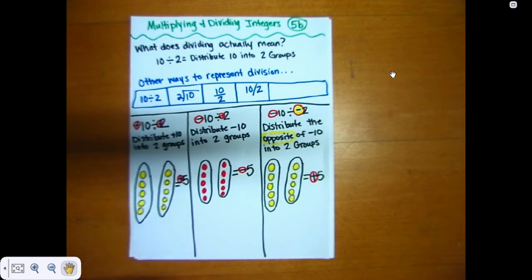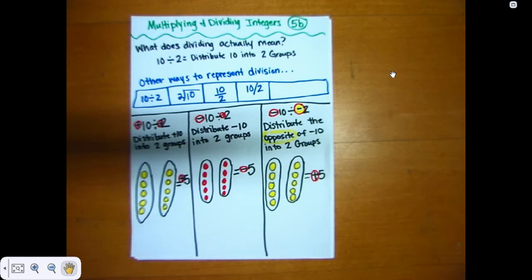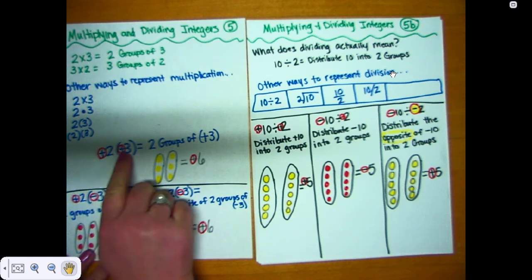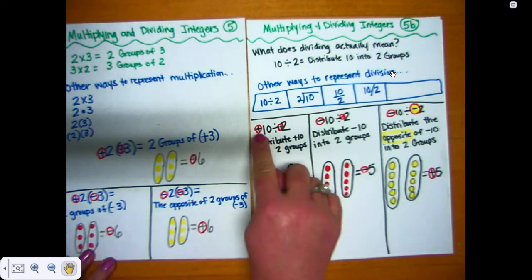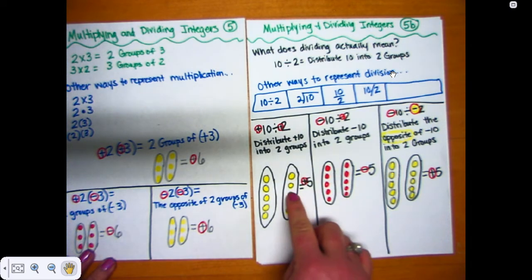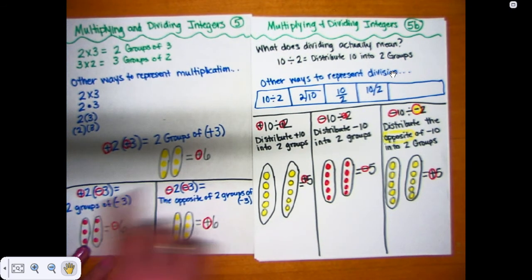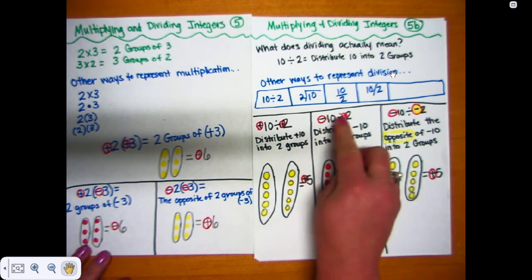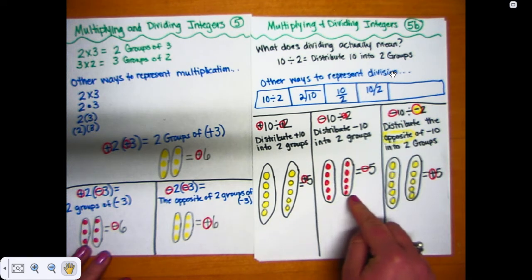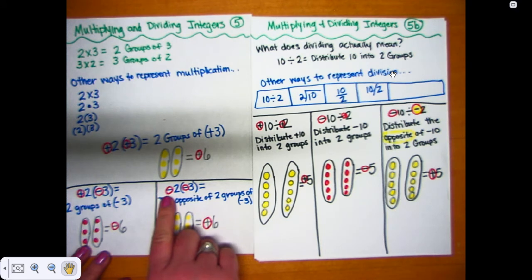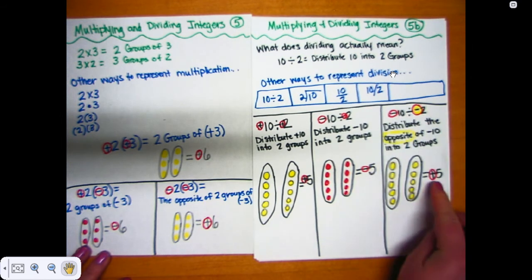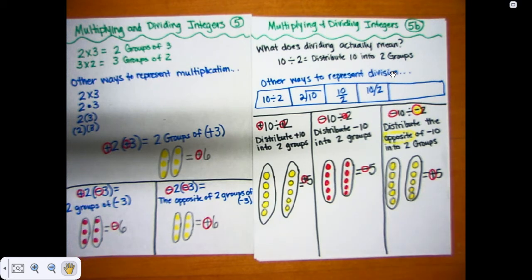So, when we're multiplying or dividing, we did have the exact same pattern. If we multiplied a positive times a positive, we got a positive answer. If we divided a positive by a positive, we got a positive answer. If we multiplied a positive times a negative, we got a negative answer. And if we divided a negative by a positive, we got a negative answer. And if we multiplied a negative times a negative, we got a positive answer. And the same with division. If we divided a negative by a negative, we got a positive answer. So what could our rules be?